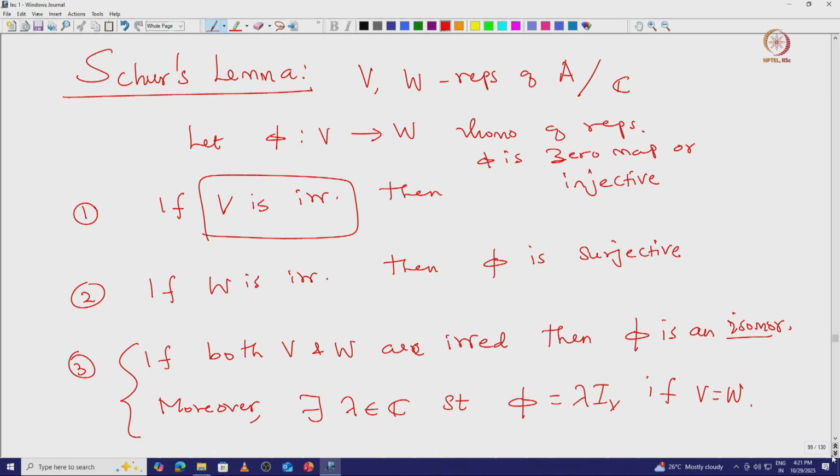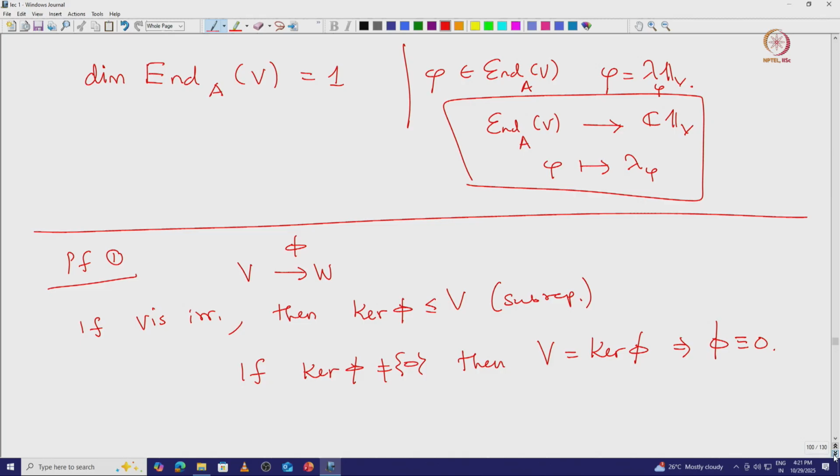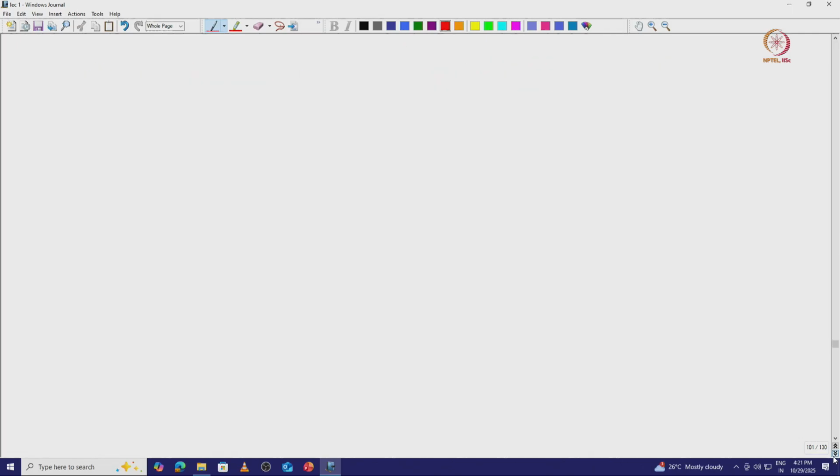Similarly, we will rewrite the second statement as well. Now if pi is non-zero, that immediately forces the kernel of pi to be 0. So, that means pi is injective. Okay. So, now let us move to the proof of 2.